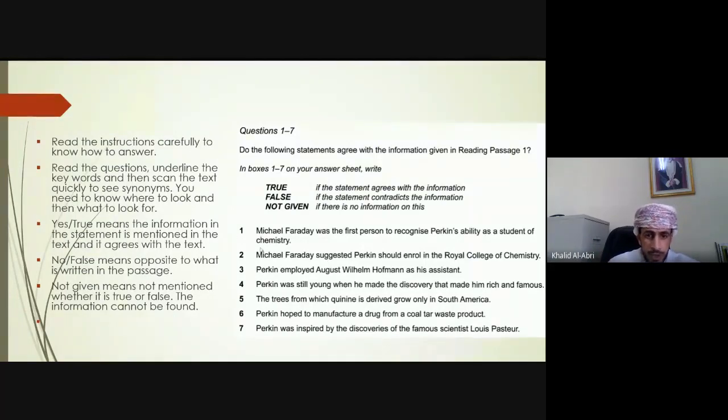So I will do this one. Let's see number one. We have true, false. "Michael Faraday was the first person to recognize Perkin's ability as a student of chemistry." So here we need to underline the keywords: this person, and then Perkin's ability, student, and chemistry. Now we need to go back to the text and see where we can find Michael Faraday.